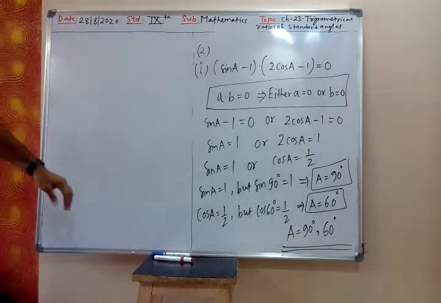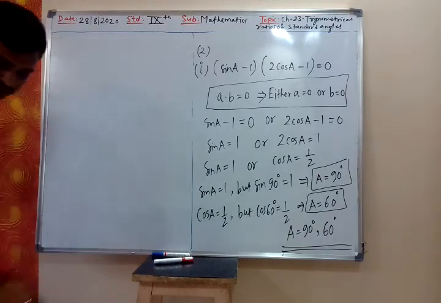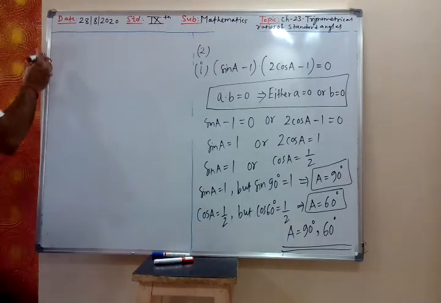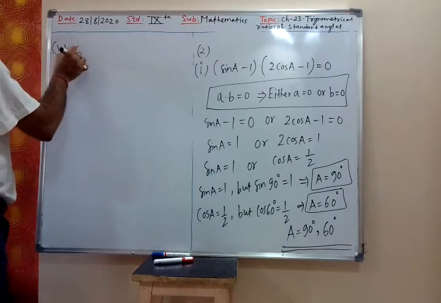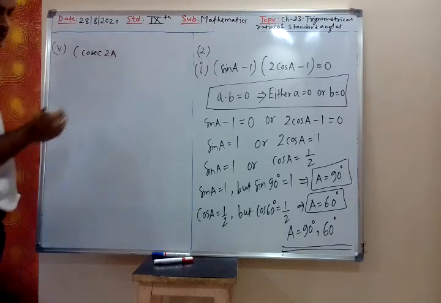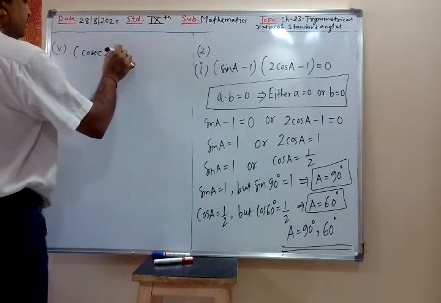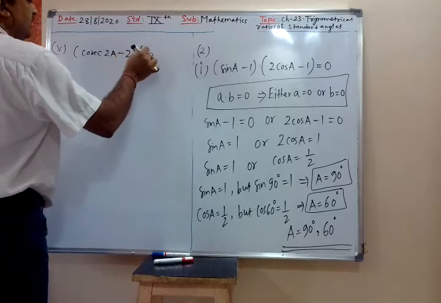Now, fifth one: cosec 2A minus 2, into cot 3A minus 1 is equal to 0.